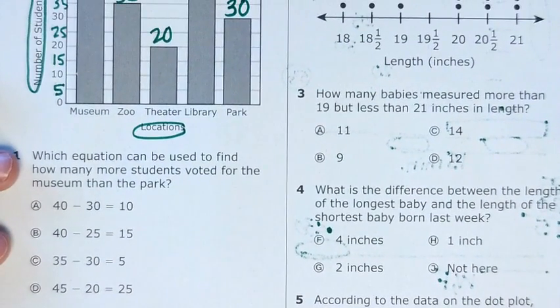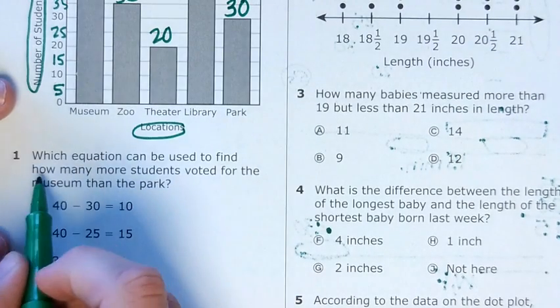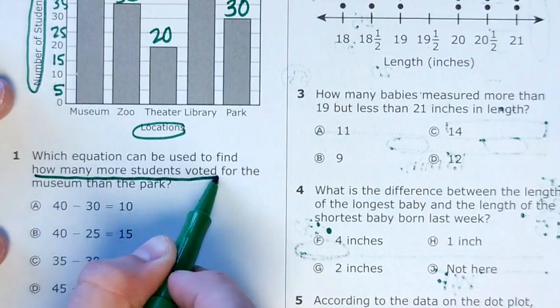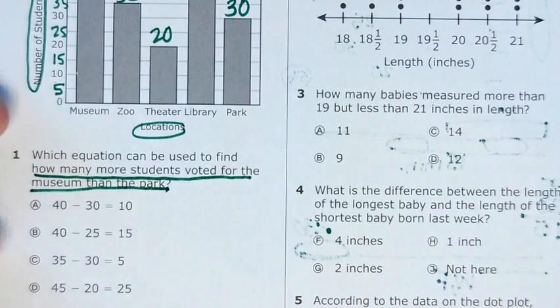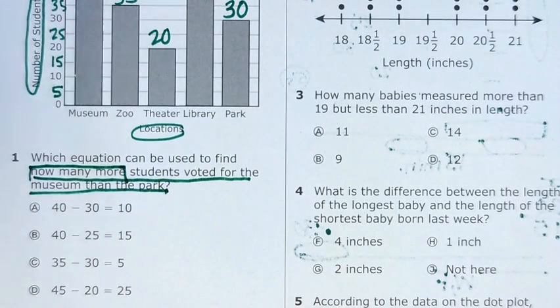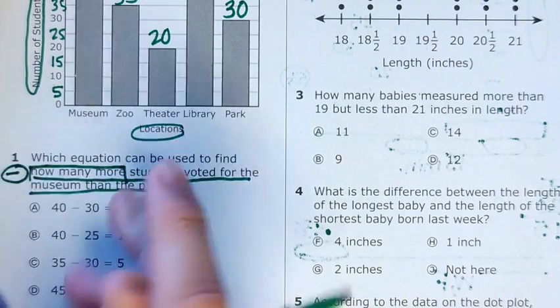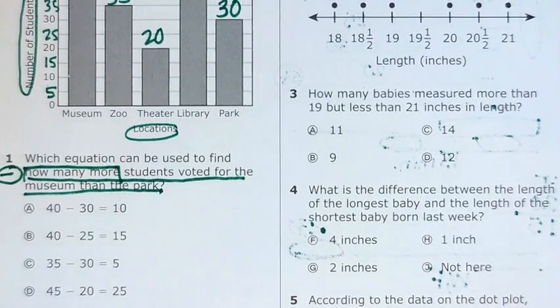The first question asks which equation, remember equation's a number sentence, could be used to find how many more students voted for the museum than the park. What jumps out at us? Me too. How many more? How many more always means, yes, subtract. So I can look through, if these are all subtraction, but sometimes they would throw an addition one in there and I would be able to get rid of that because how many more does not mean add.